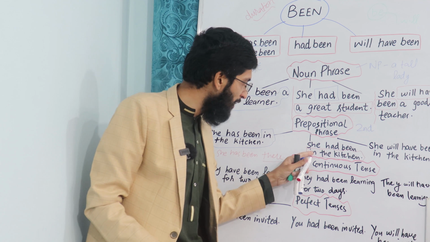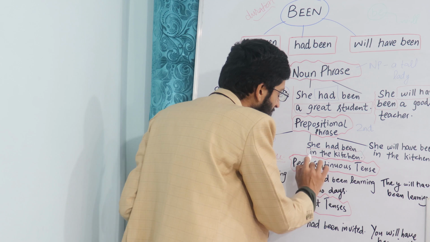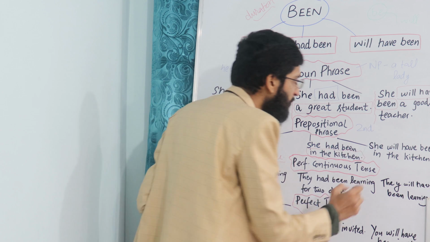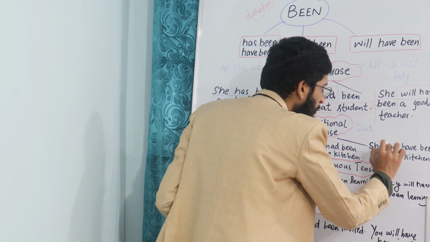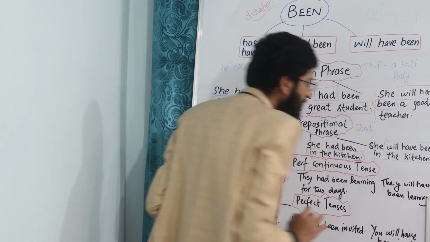So this is the past. She had been in the kitchen, so we used a prepositional phrase here, in the kitchen, like she had been doing something in the kitchen. For future, will have been, that is for future, and again a prepositional phrase.